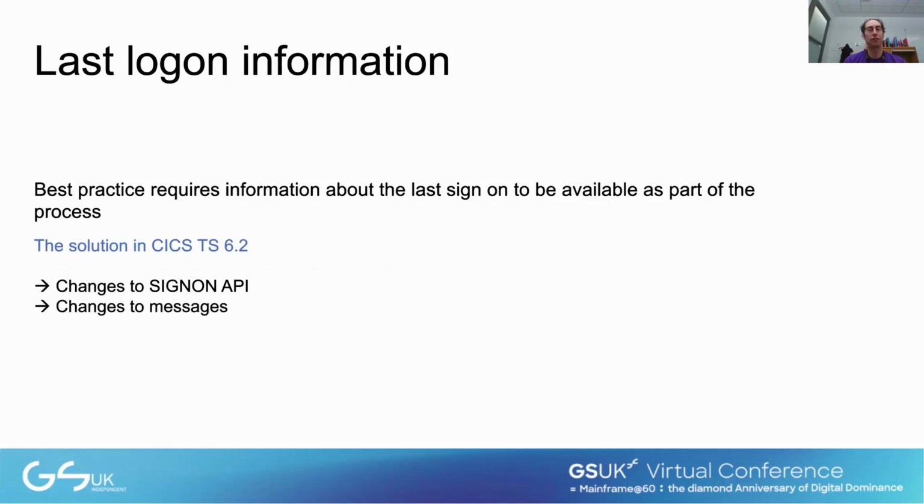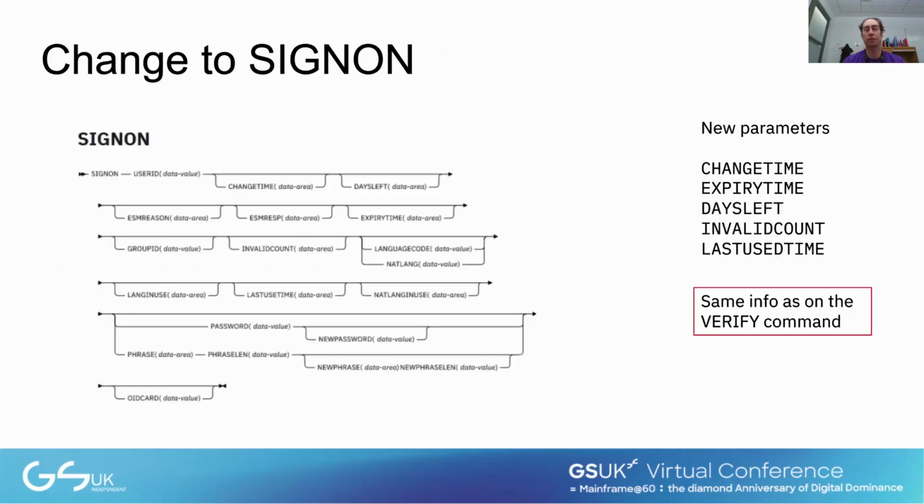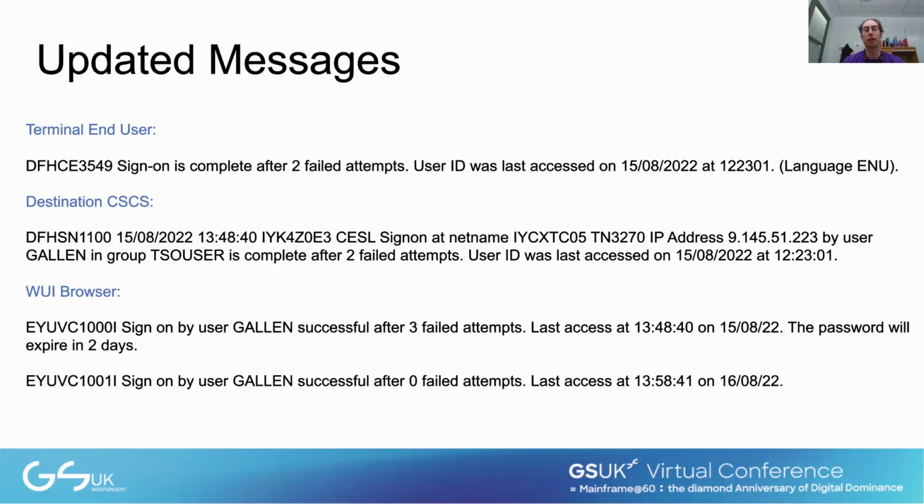We've got additional last logon information on sign-on. I'll whiz through these fairly quickly. Essentially, sign-on has the same set of parameters that you used to have on verify password, so information related to the change time, expiry time, etc. And that's been used to provide updated messages, which you're very familiar with seeing on other systems these days, where you log in and then it tells you that the last time you logged in was this date. So we include that information as part of normal signing on, via CICS and via the WUI.